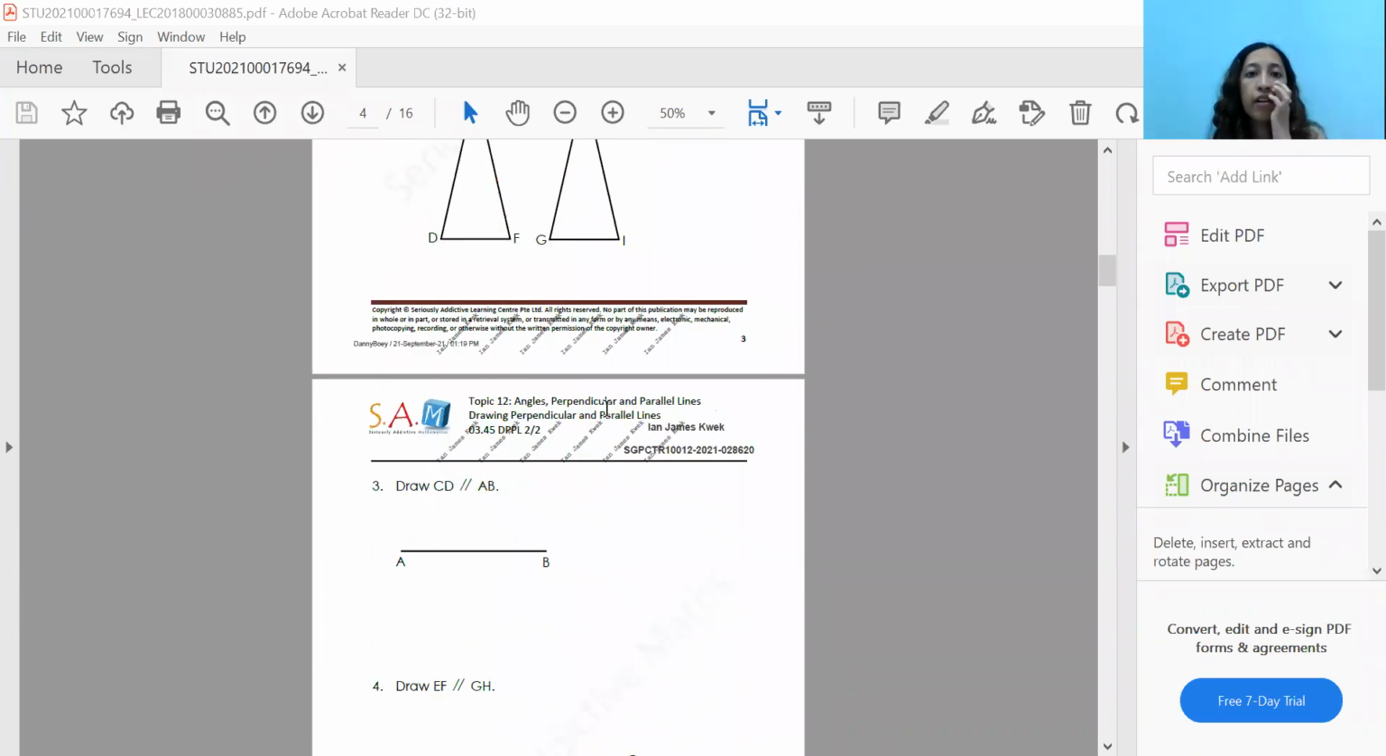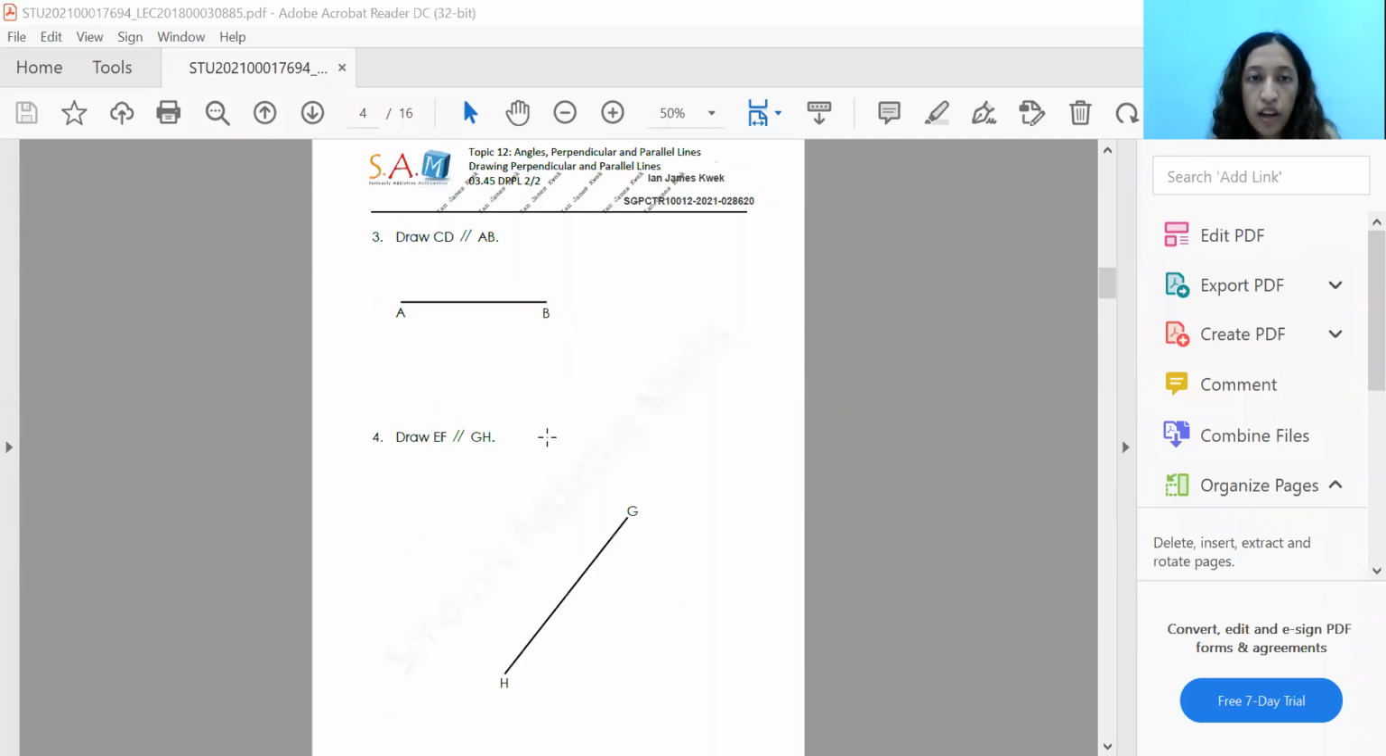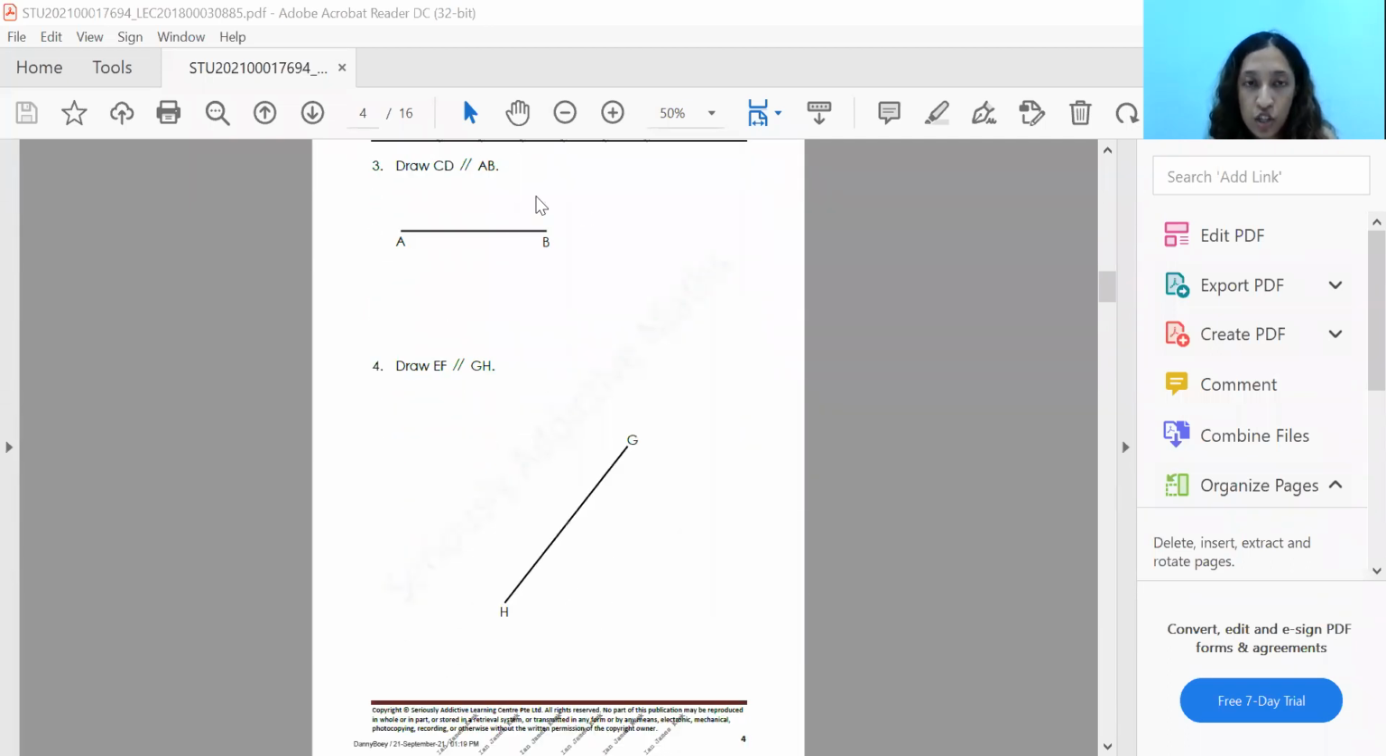Draw CD parallel to AB. So parallel, as you can see, I would draw it over here. Okay, use a ruler, okay? Draw EF parallel to GH. So EF parallel to GH. Let's draw it over here. Okay, you could either put your line over here or even over here, it doesn't matter. Okay, now let's see.